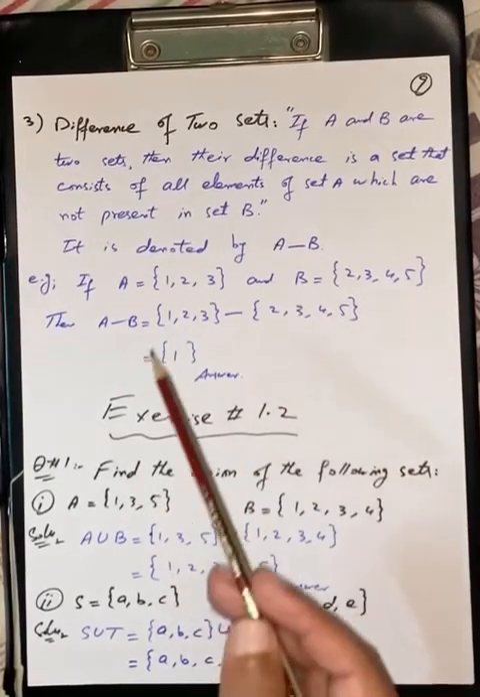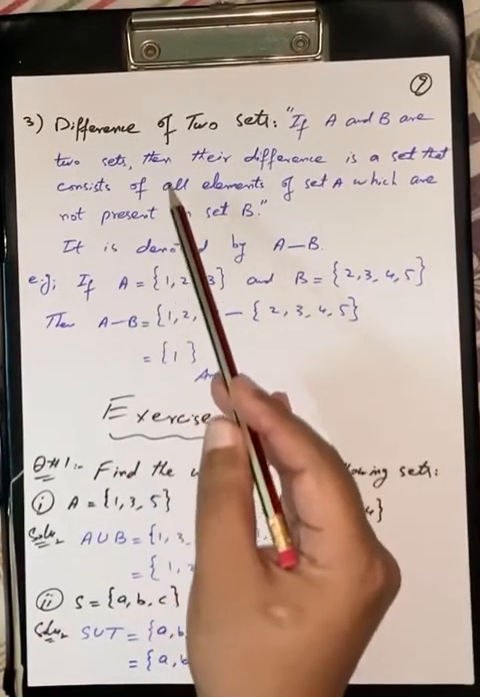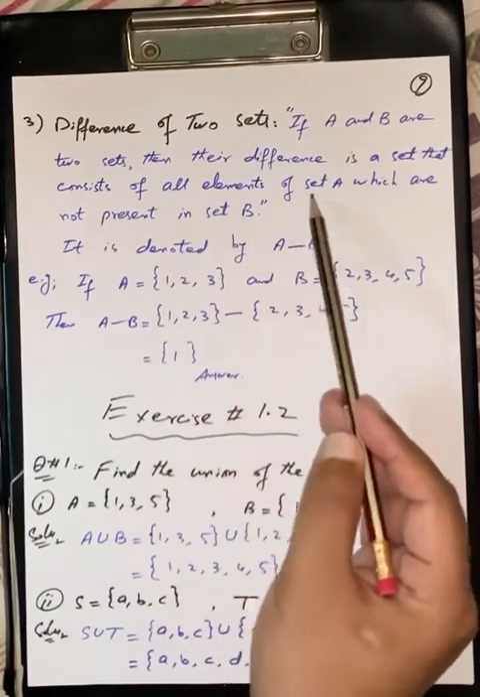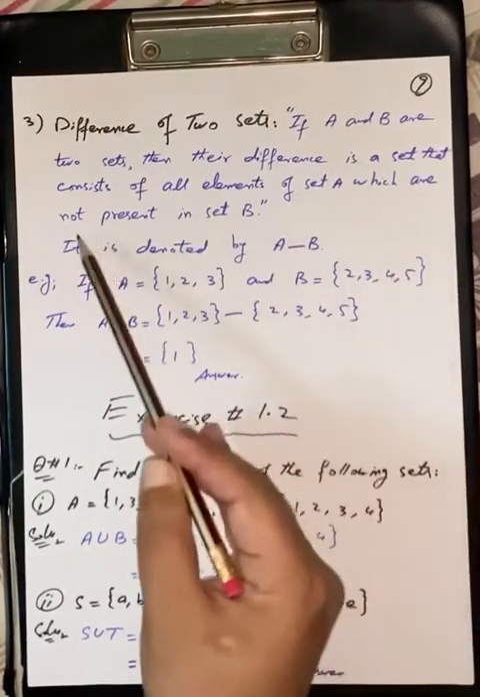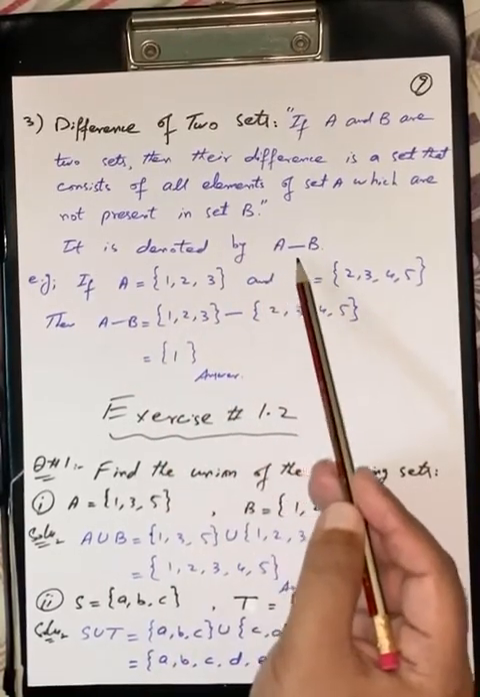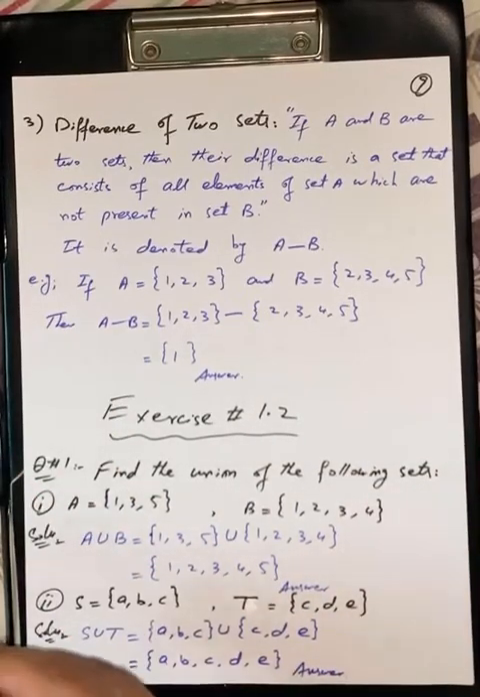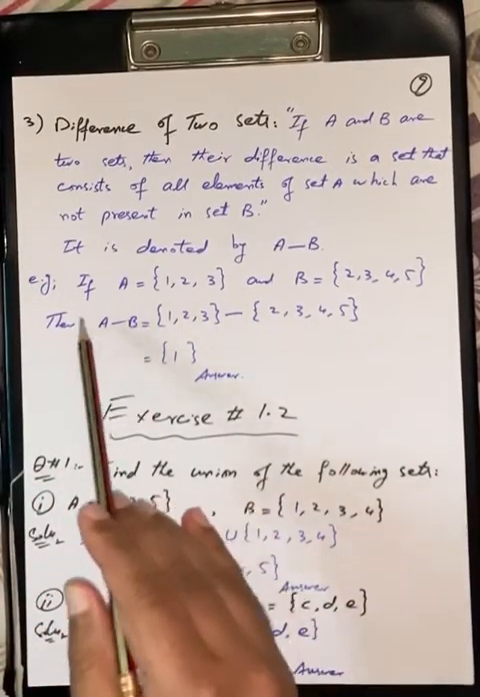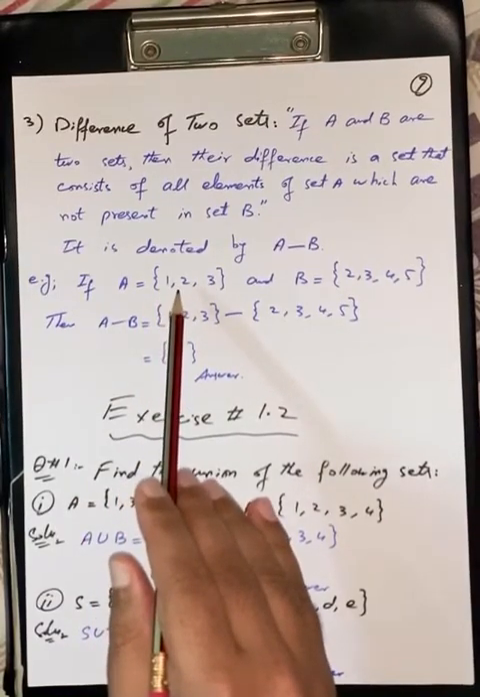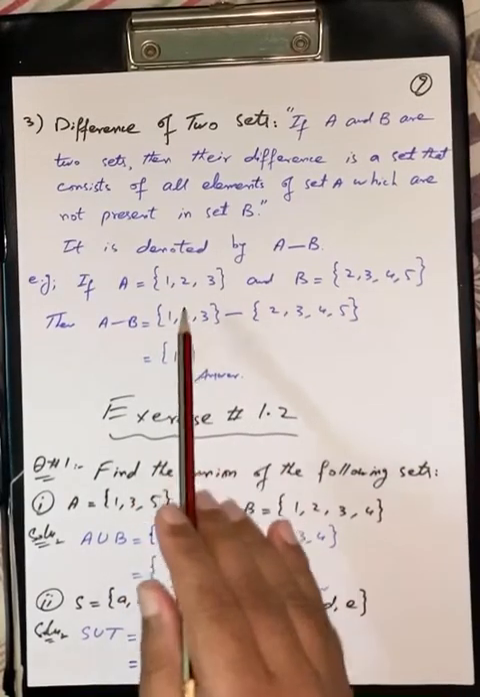I repeat this definition again. If A and B are two sets, then their difference is a set that consists of all elements of set A which are not present in set B. It is denoted by A minus B. Basically, you will understand from the given example. The same example I took for union and intersection, I take here for the difference of two sets.